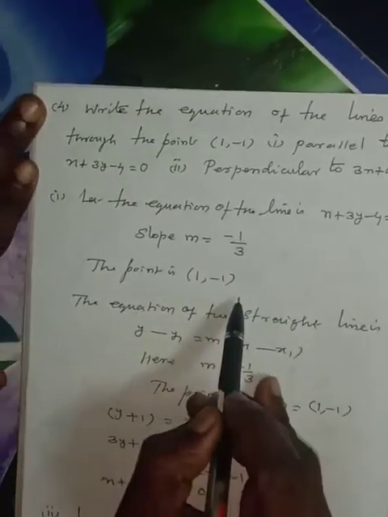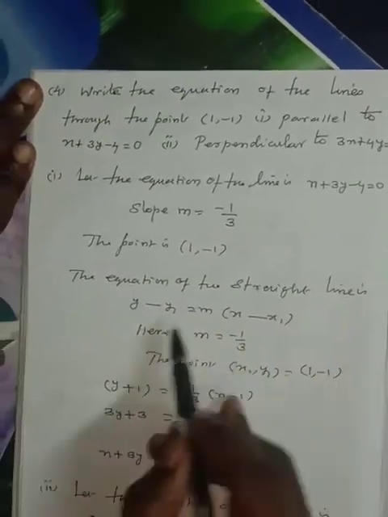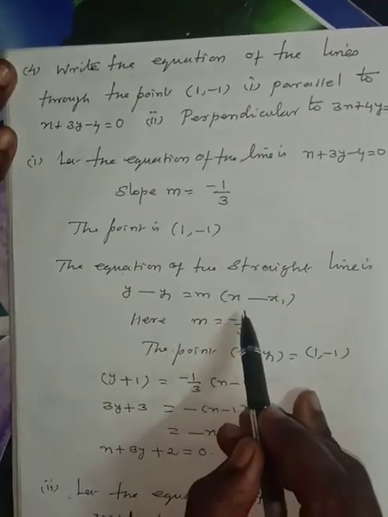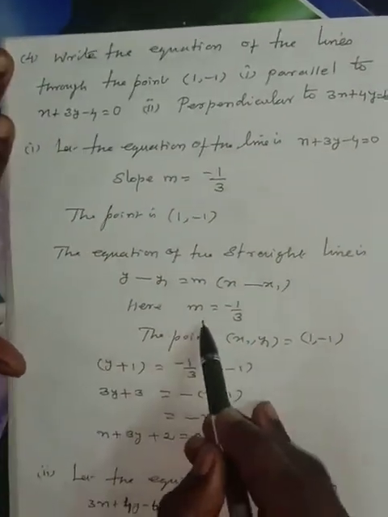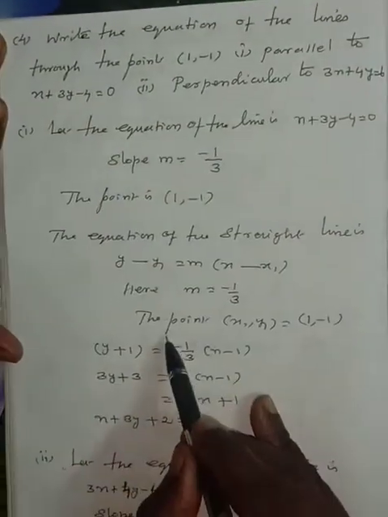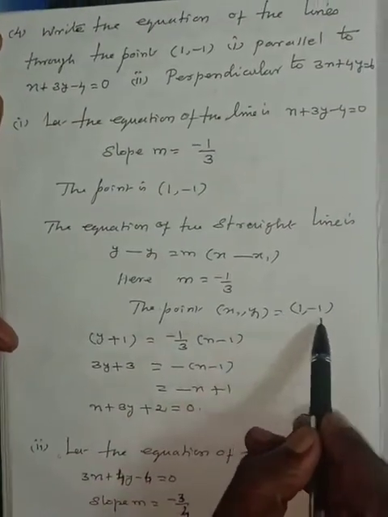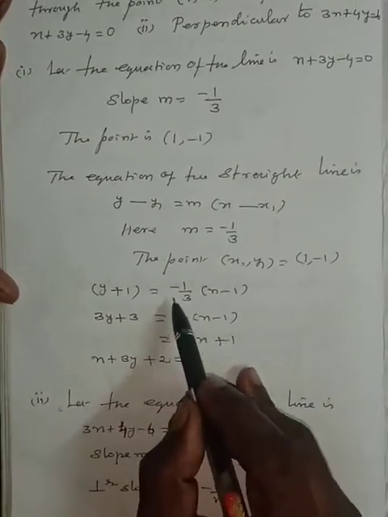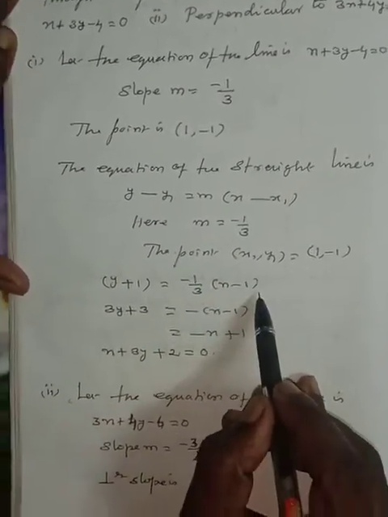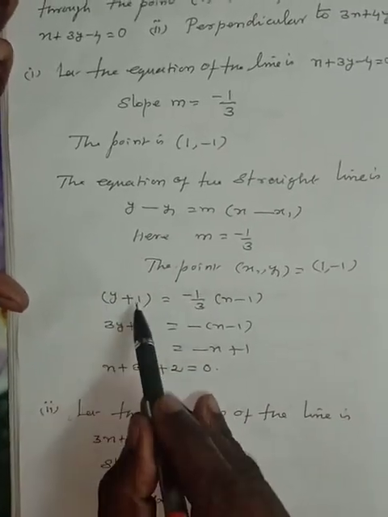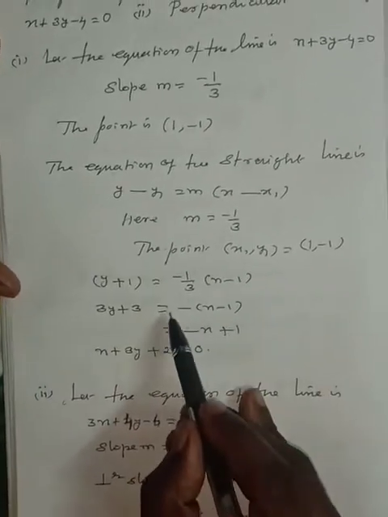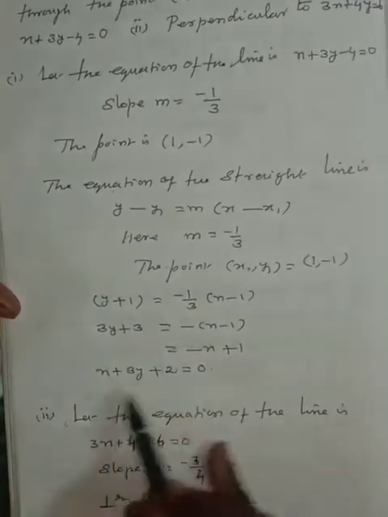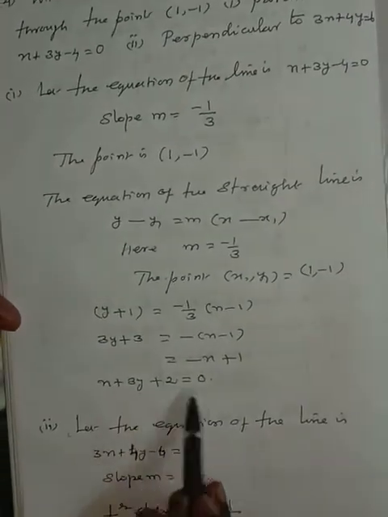The point is (1, minus 1). The equation of the straight line is, point form, y minus y1 is equal to m into x minus x1. Here m is equal to minus 1 by 3. The point x1 comma y1 is (1, minus 1). y plus 1 is equal to minus 1 by 3 of x minus 1. Cross multiplying we get 3 into y plus 1 is 3y plus 3 is equal to minus of x minus 1 is minus x plus 1. So arranging we get x plus 3y plus 2 is equal to 0.